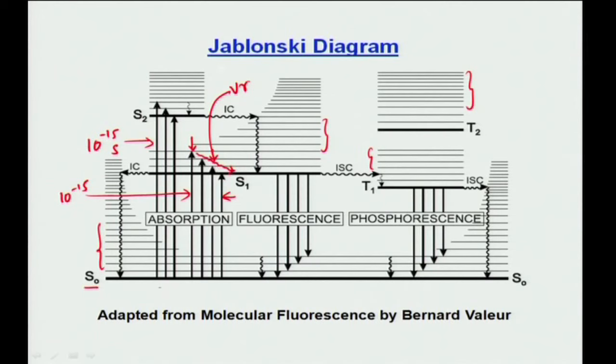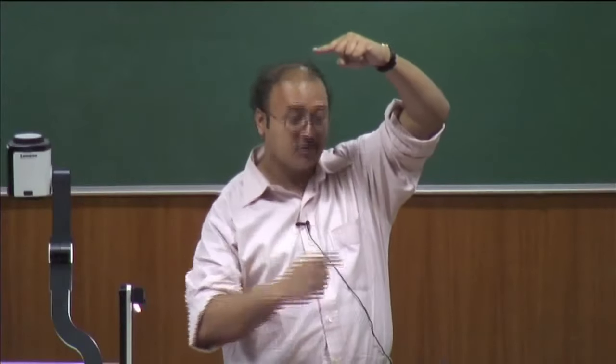This vibration relaxation is called vibration relaxation simply because the relaxation is happening between what states? Vibrational states, right. What is the time scale, guys? The time scale of this relaxation is 10 to the minus 12 seconds. 10 to the minus 12 seconds is pretty fast. It is faster than the time the molecule will take to relax from this state to the ground state.